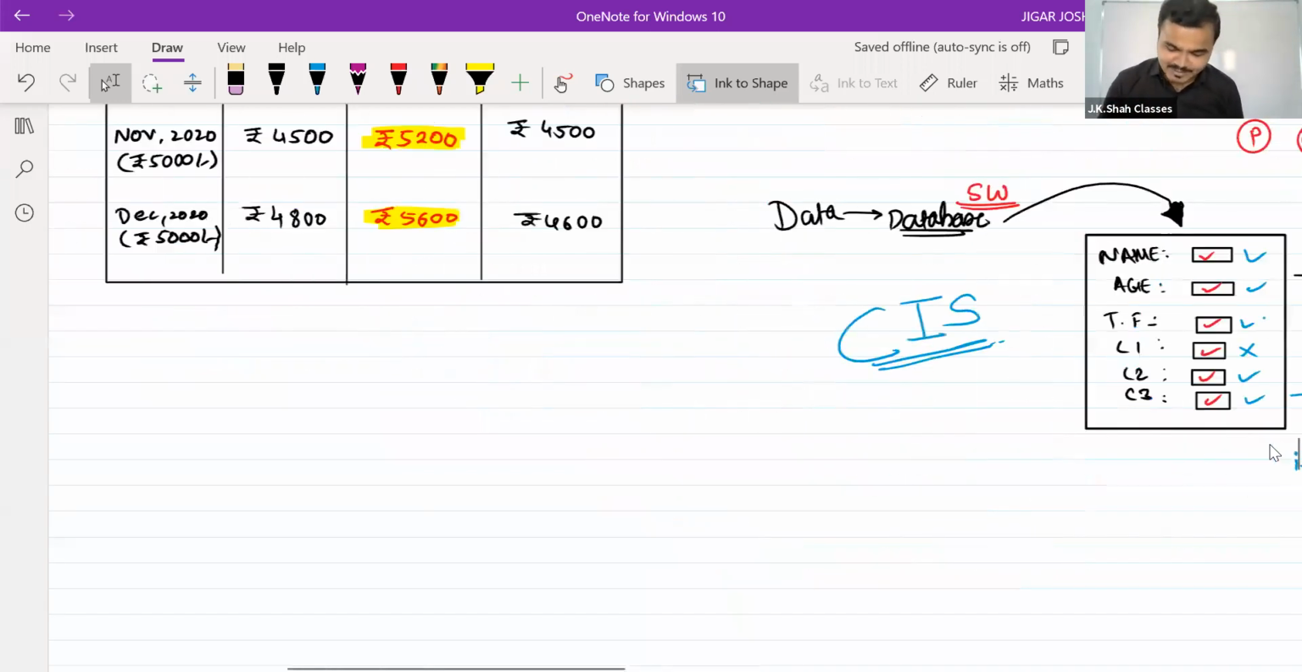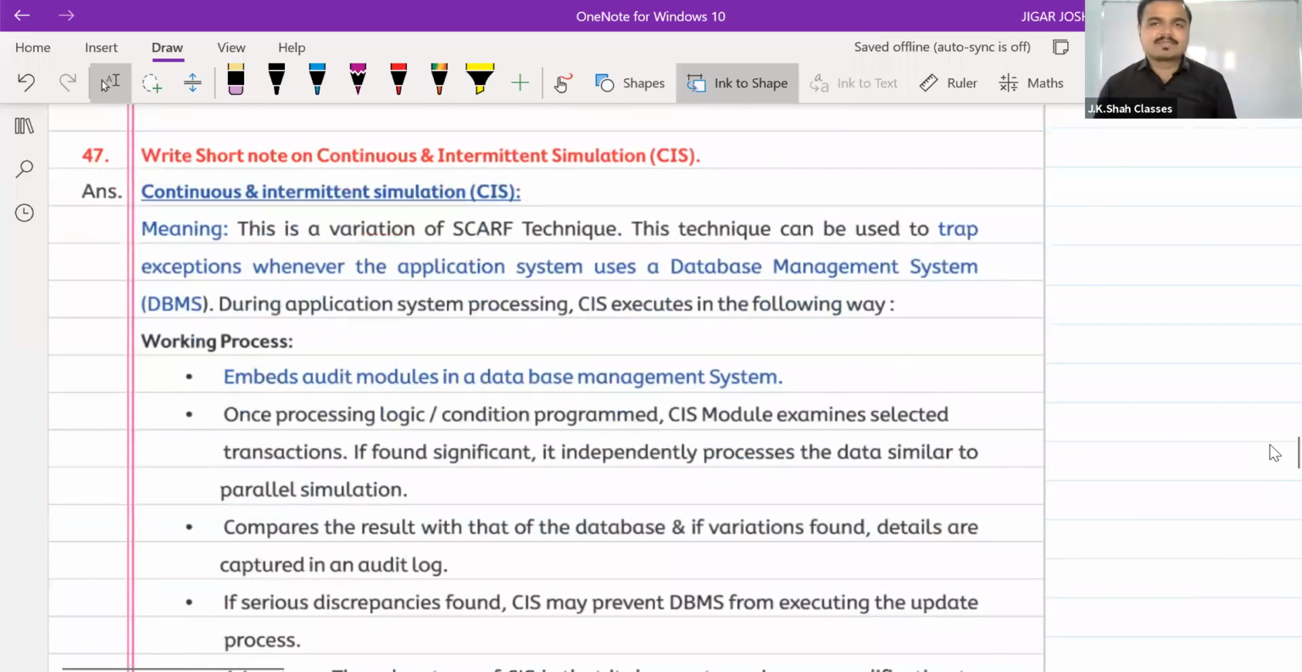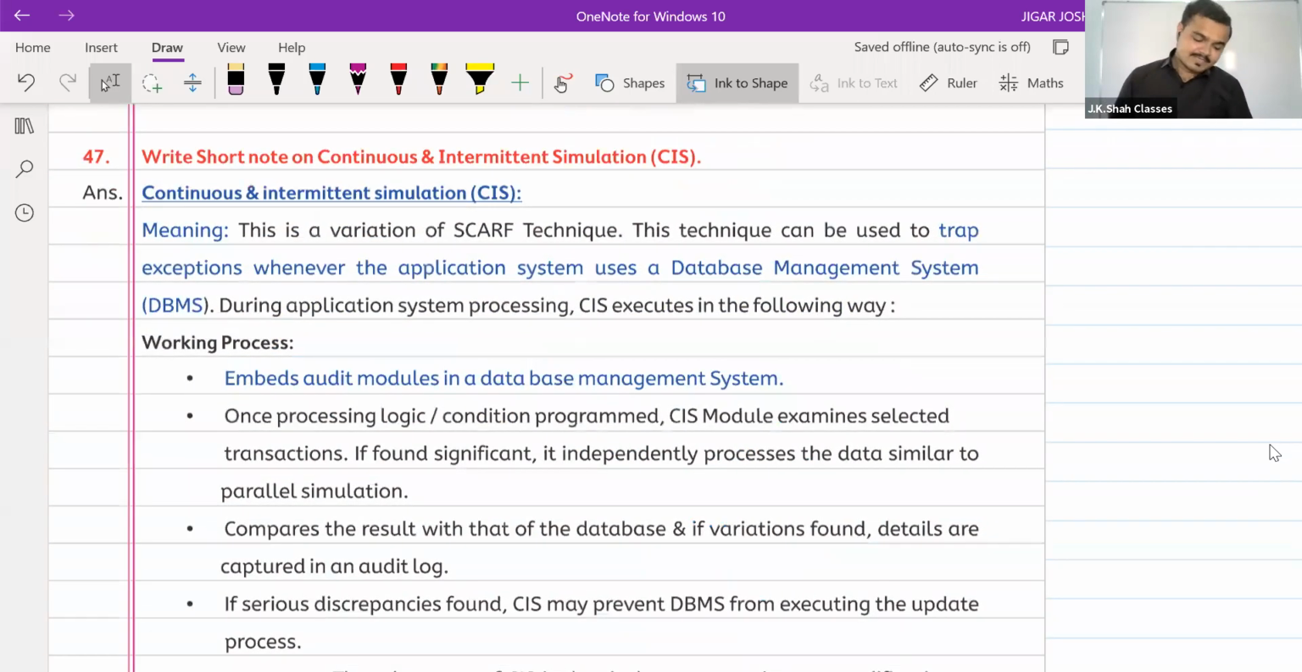Let's continue our journey, people. First I am explaining the theory, then draw the diagram perfectly, please. Write a short note, my dear chartered students, on continuous and intermittent simulation. Agree? Yes, sir. Continuous and intermittent simulation is a variation of the SCARF technique only. This technique can be used to trap exceptions.